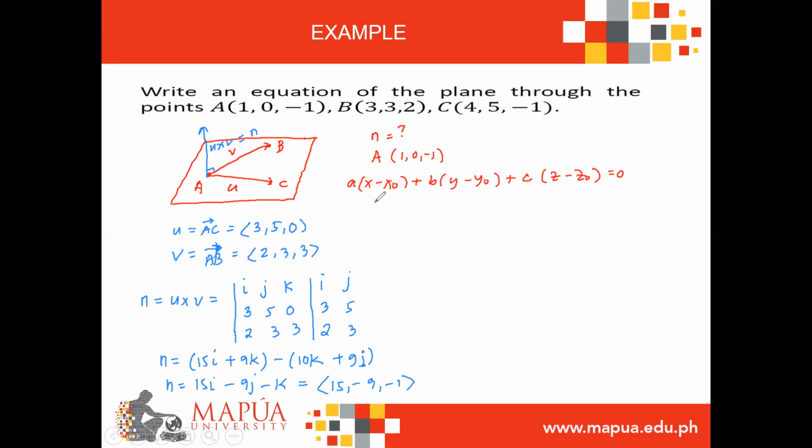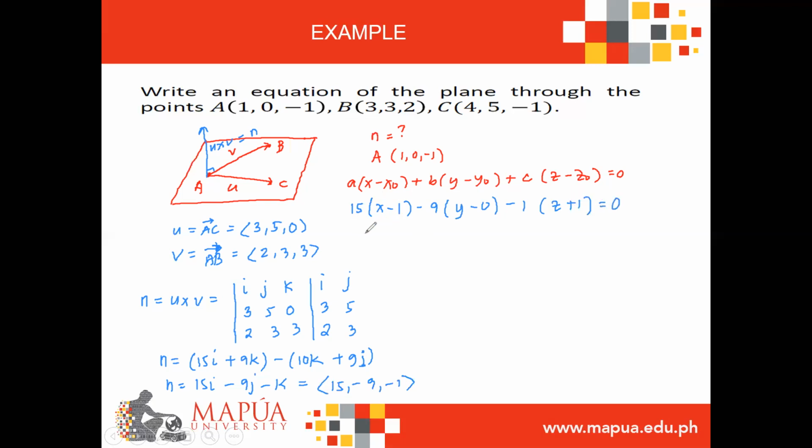So with that, we can now substitute those values that we have obtained. So we have 15 then multiplied by x minus x sub 0. We have the initial point is at point A, so that is 1. Then minus 9, that is your B. And then you have y minus 0. Then C is negative 1. Then you have then z minus minus 1, that will be z plus 1.